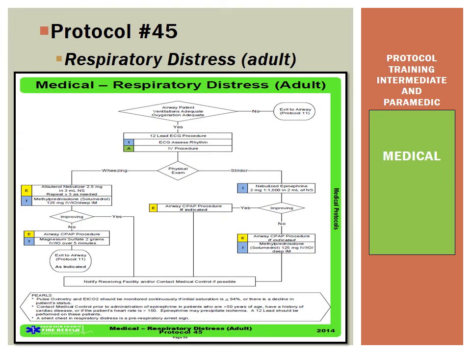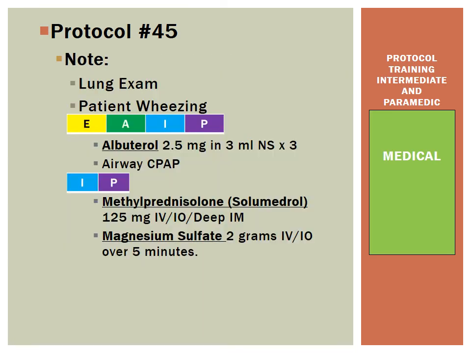Protocol 45 is our respiratory distress adult protocol. Now, this is broken down between a wheezing and a stridor patient. So for our wheezing patients, all provider levels will be administering albuterol, 2.5 milligrams in 3 mLs normal saline, times 3 as needed, as well as CPAP.